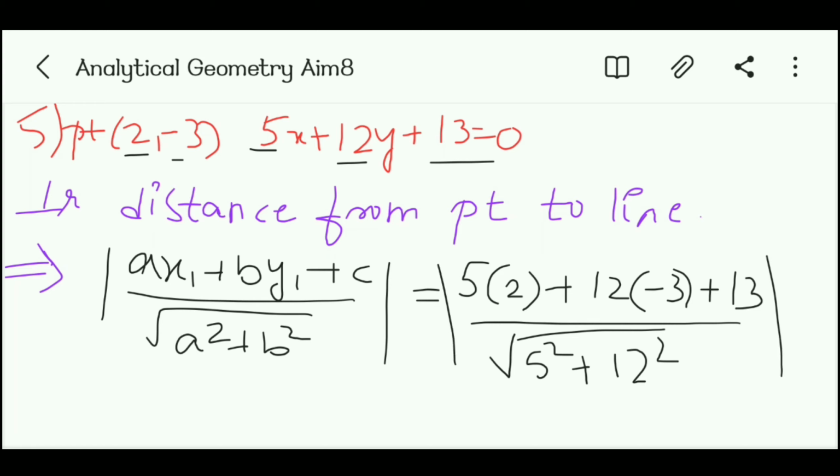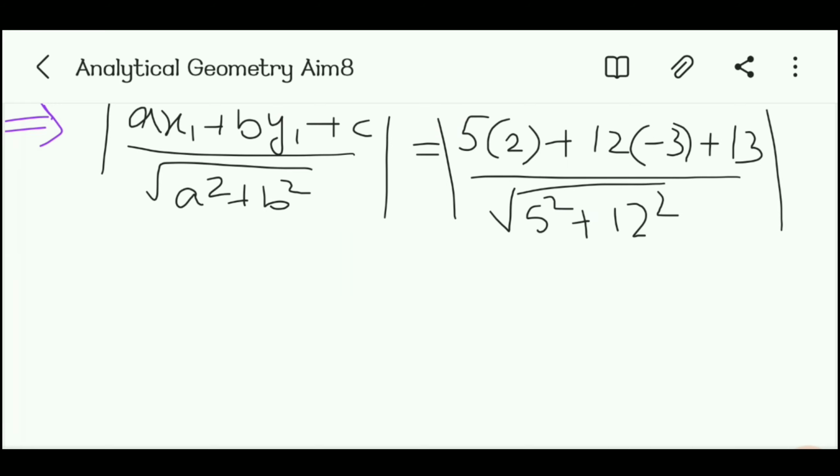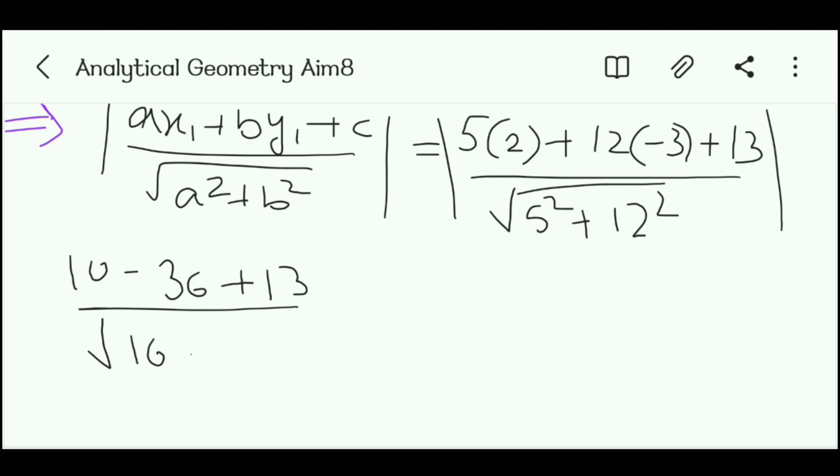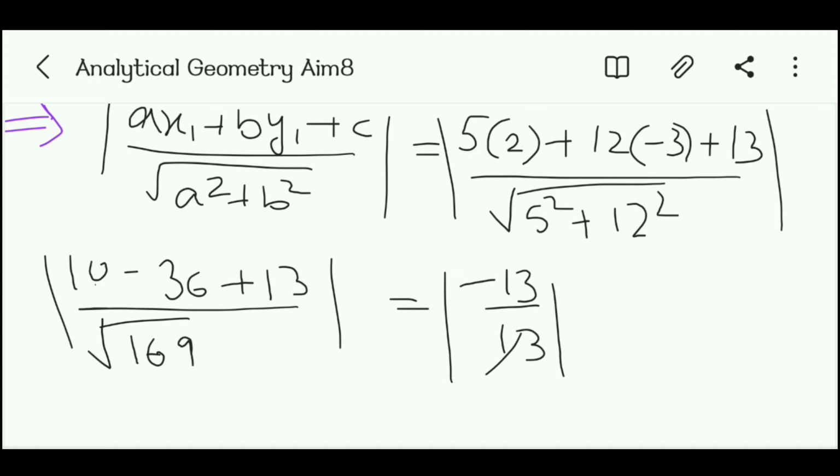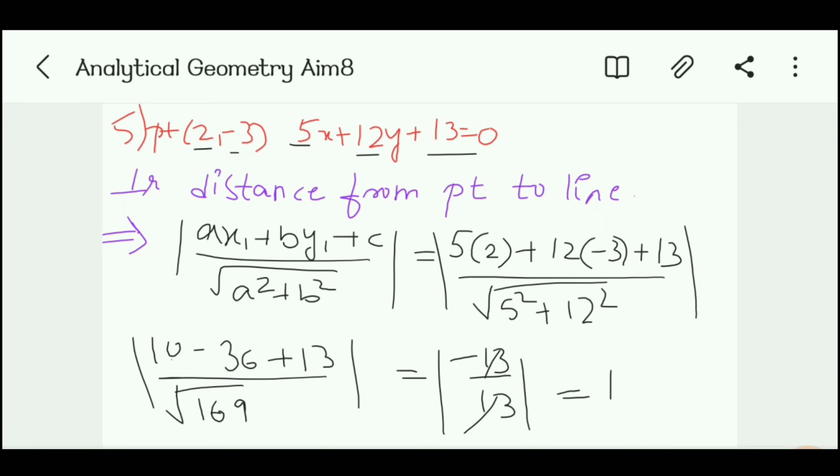Now just solve this. I'll take a little bit of space. Now 5 2s is 10 and 12 3s is 36, which is minus 36 because negative is there, plus 13 as it is, divided by root over 5 square is 25, 12 square is 144, it is 169. Now modulus again, then here 10 minus 36 plus 13 is minus 13, by root over 169 is plus 13, which is again in modulus. Both will get cancelled. Minus 1 will be inside, but it is in modulus, so it is plus 1. Okay. Now you can see the full solution.